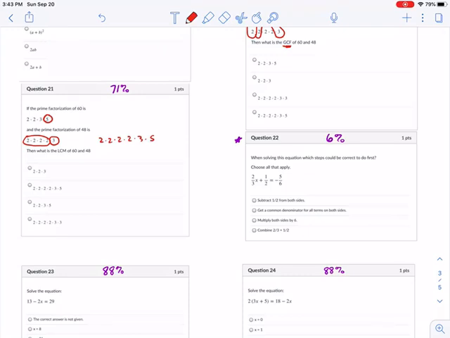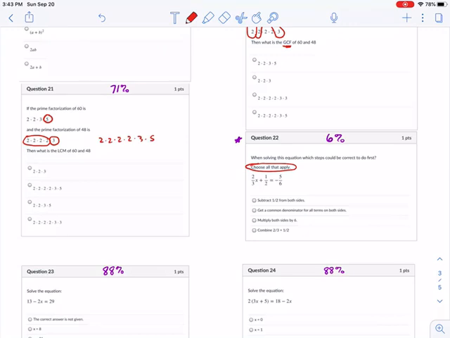Question 22. 6% of us got this correct. That's a commonly missed problem. Which steps could be correct to do first? Choose all that apply. Maybe the reason that only 6% of us got this correct is because 6% got the whole thing correct, every single choice. So maybe you got 1 or 2 out of 3 or 3 out of 4. I haven't read it yet, so I don't know.